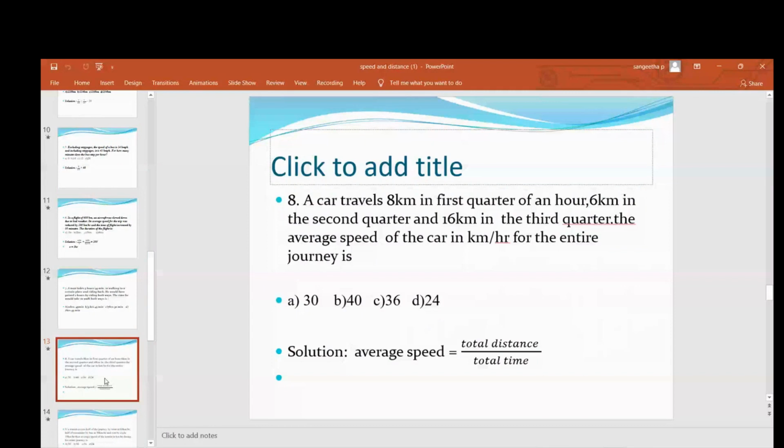The average speed, you already know, is total distance divided by total time. First you have to calculate that. Then the average speed formula I already told you, 2xy divided by x plus y. So substitute the values of distance and time, which they have given clearly. For the first quarter substitute 8 km, for the second quarter 6 km, and for the third quarter 16 km. Then calculate the average. Calculating, I get the answer, option 36. By using the average speed formula and substituting, you get the answer.